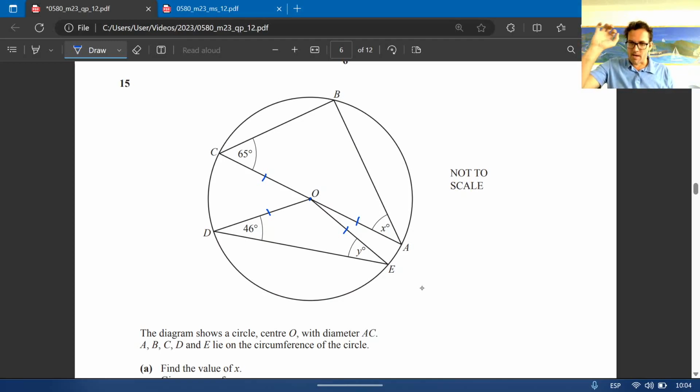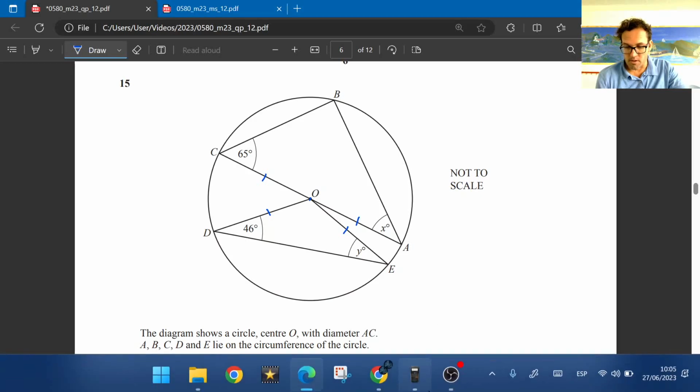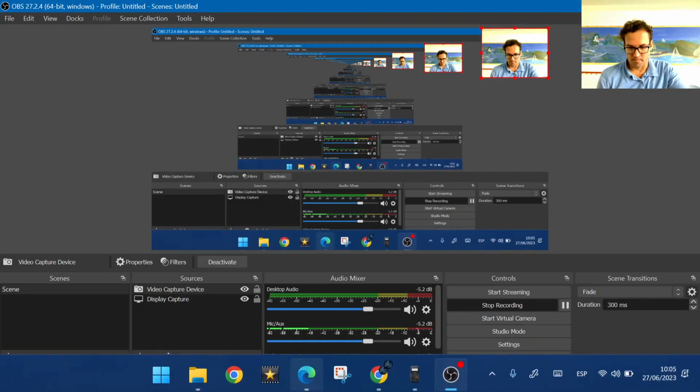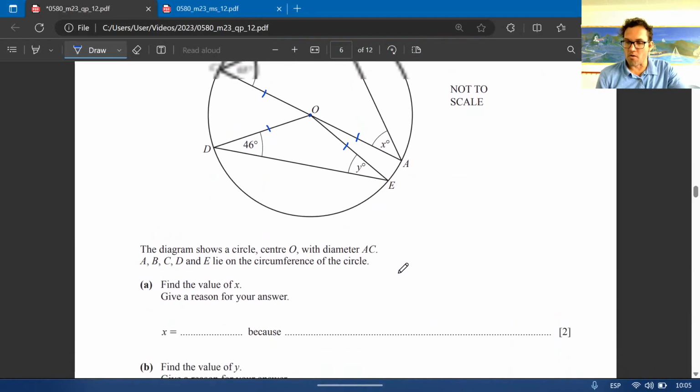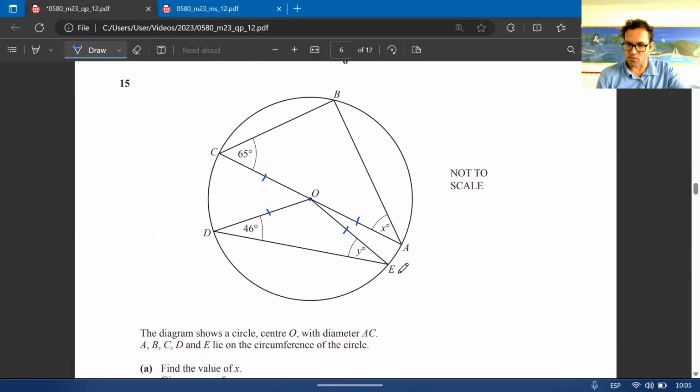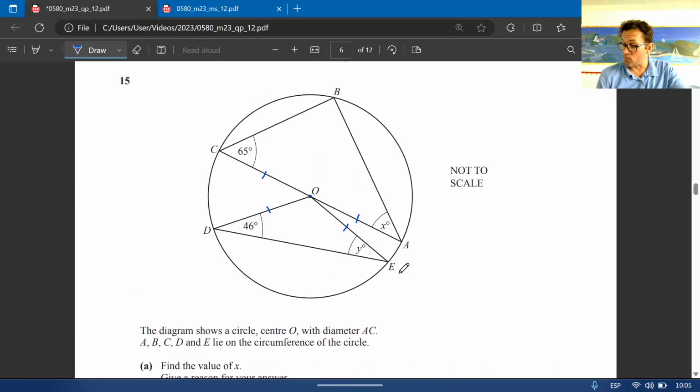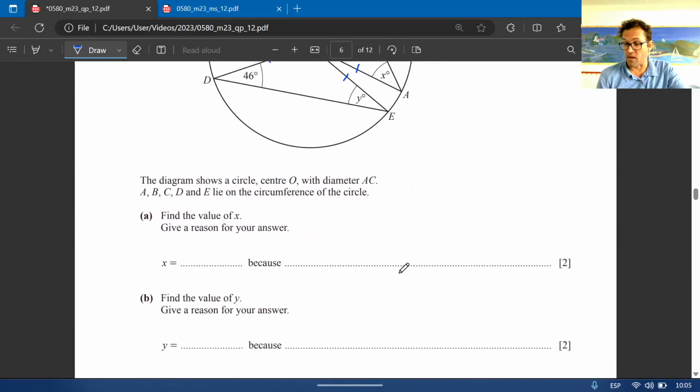Okay. Diameter AC. It just tells us from A to C is the diameter because it goes through the center. And A, B, C, D, and E is on the circumference of the circle. Find the value of x. Find the value of y.